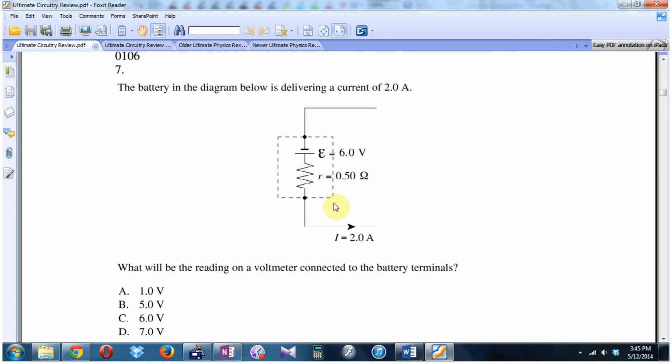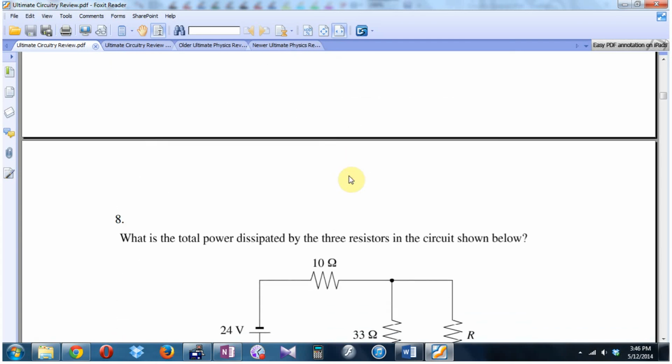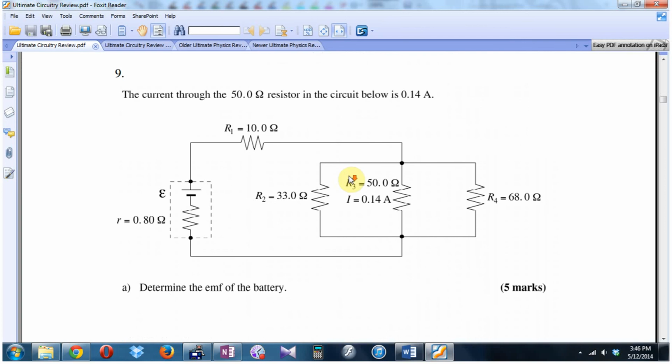So sure, something like number 7. Oh, this is just when it wants the voltmeter connected to the battery terminals, what voltage are they really looking for? Terminal voltage. So 6 minus 0.2 times little r. Heck, I can do it in my head, 5 volts. There's one, sorry, I just remembered there's one question in here that I hate. I'll keep an eye out for it. 8 we did. 9, totally good.